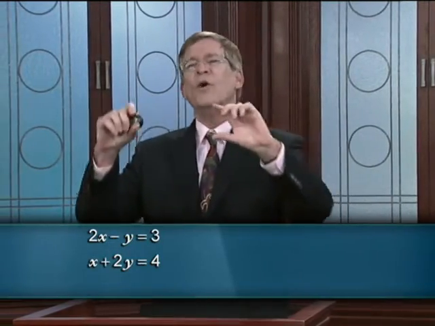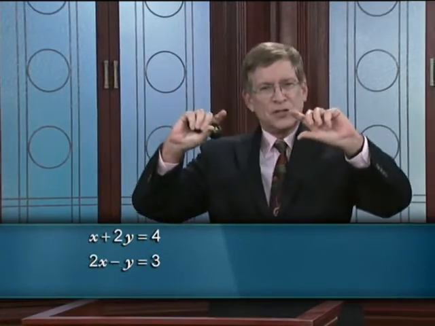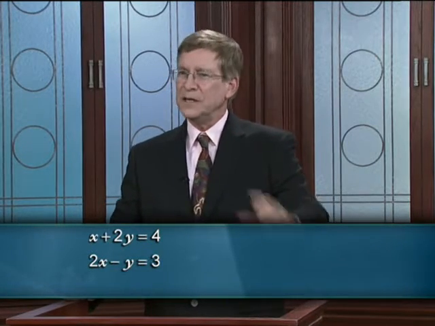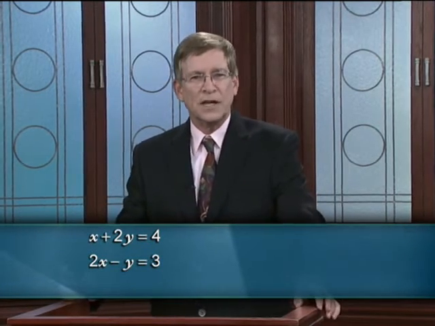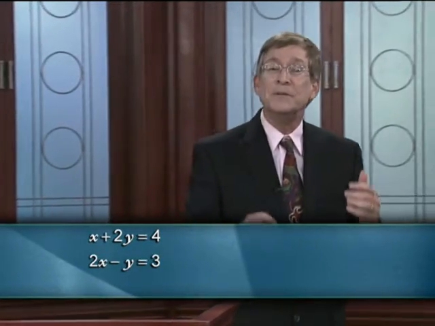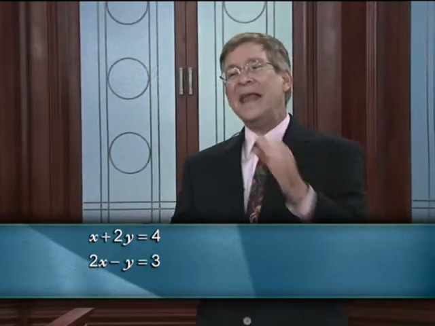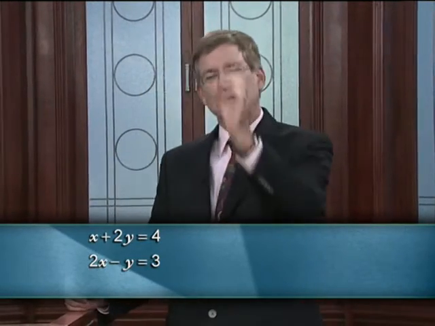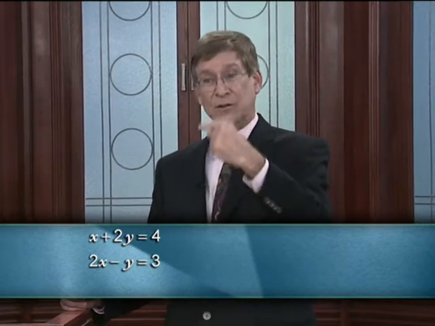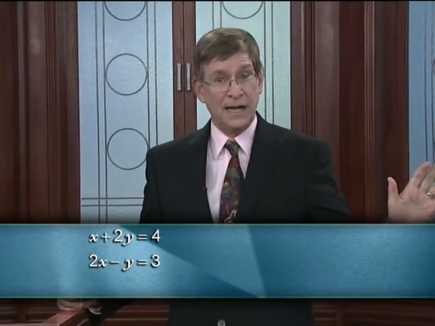One way to avoid fractions in this problem is to flip the two equations before you start working. So let's write them in reverse order. x plus 2y equals 4 becomes the first equation, and 2x minus y equals 3 becomes the second equation. Now it's easier to eliminate below that x. Multiply the first equation by minus 2, add it to the second equation, goodbye x.